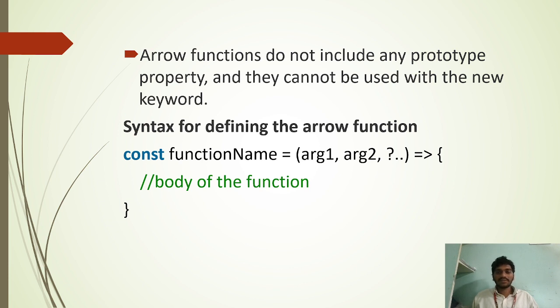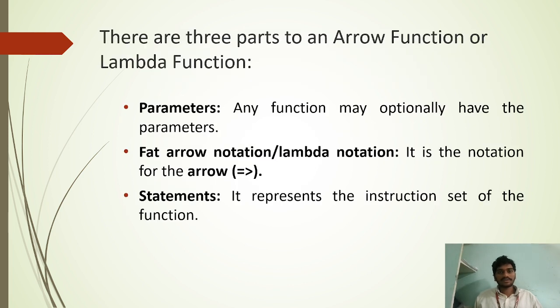Syntax for defining an arrow function: the const keyword and the function name. This is the function name, equals to the arguments, argument one, argument two and so on. This is the structure of the arrow function, that means the syntax, and in the body of the function we may write any logic depending upon the user's logic.